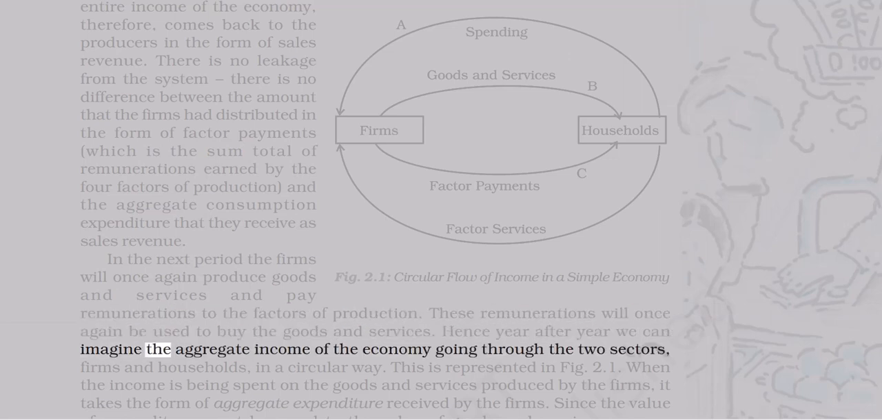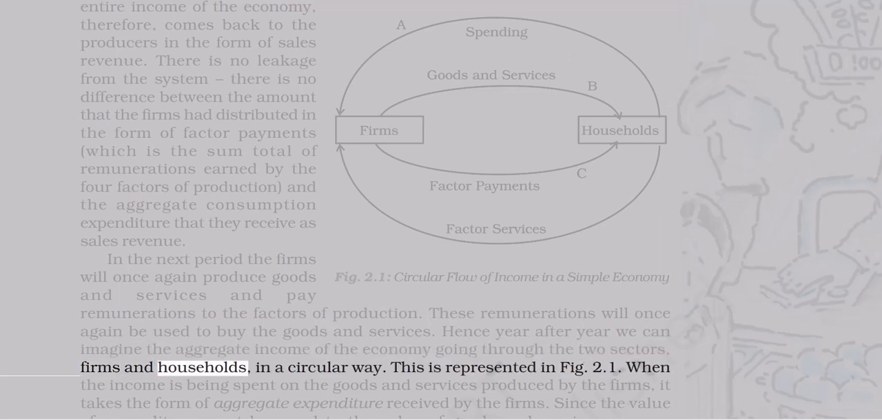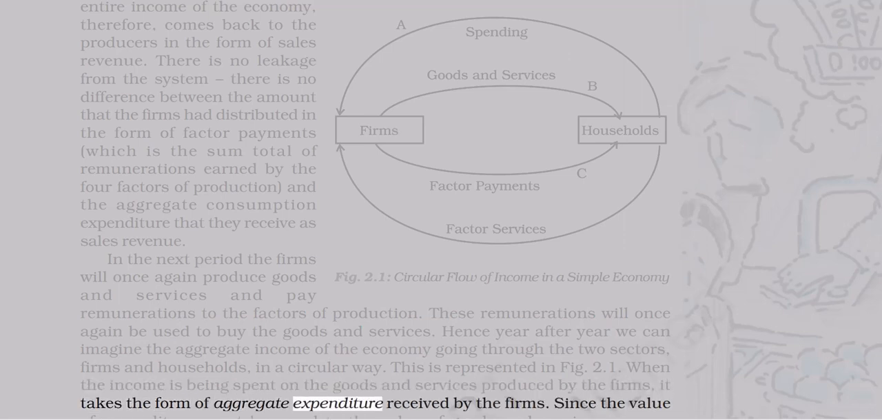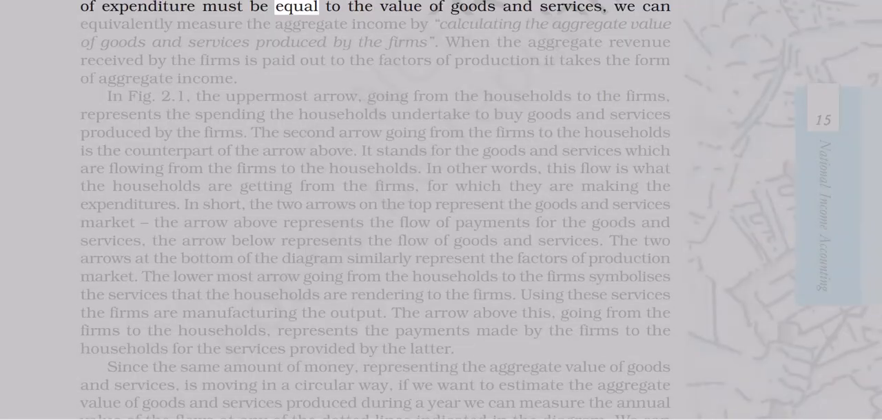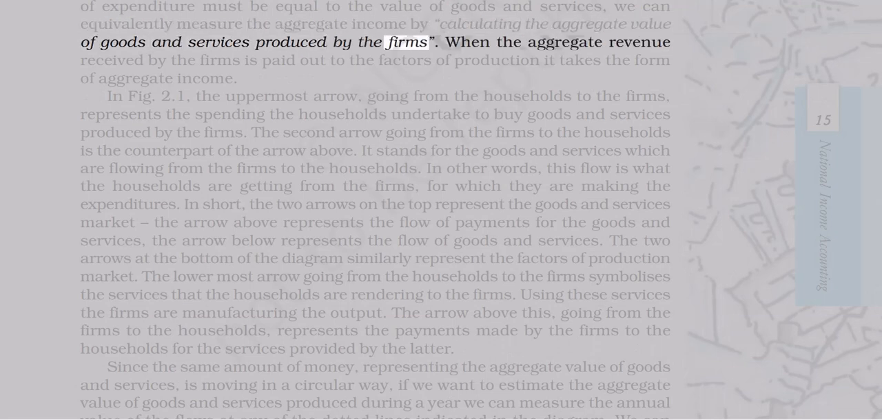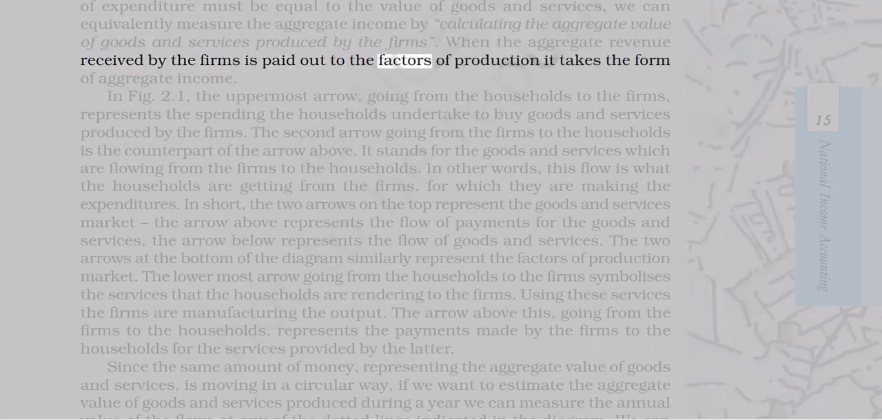Hence, year after year, we can imagine the aggregate income of the economy going through the two sectors, firms and households, in a circular way. This is represented in Figure 2.1. When the income is being spent on the goods and services produced by the firms, it takes the form of aggregate expenditure received by the firms. Since the value of expenditure must be equal to the value of goods and services, we can equivalently measure the aggregate income by calculating the aggregate value of goods and services produced by the firms.